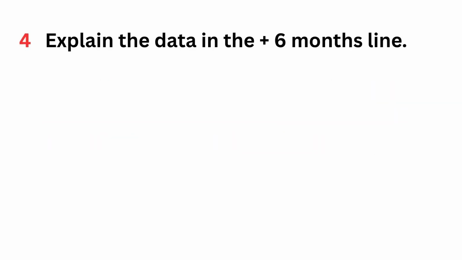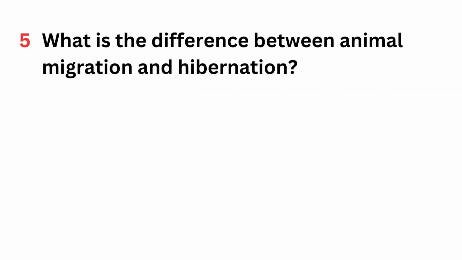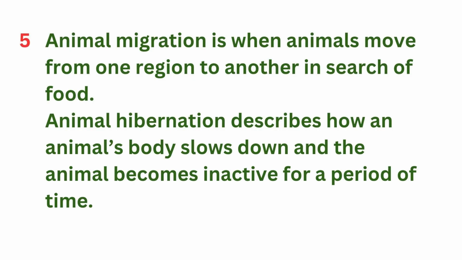Question 4. Explain the data in the plus 6-month line. This will be September. Karachi will be having autumn and day and night will be similar in length. Question 5. What is the difference between animal migration and hibernation? Animal migration is when animals move from one region to another in search of food. Animal hibernation describes how an animal's body slows down and the animal becomes inactive for a period of time.